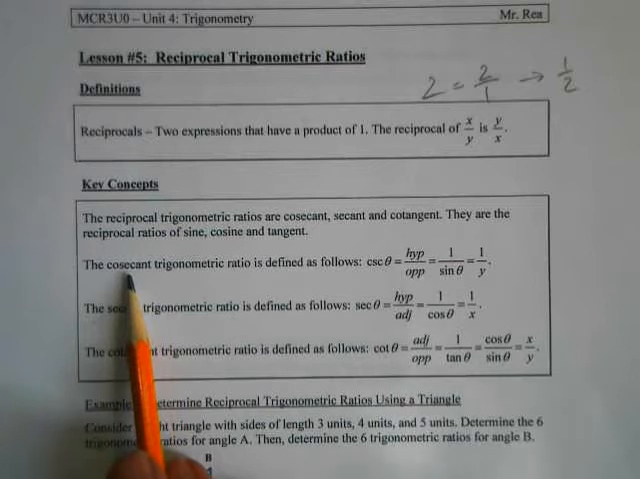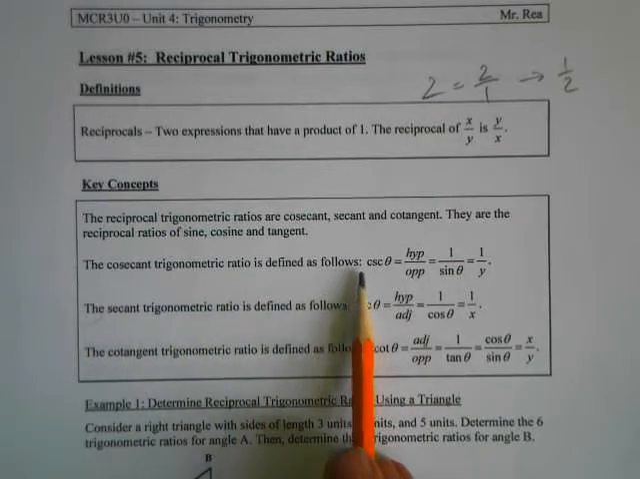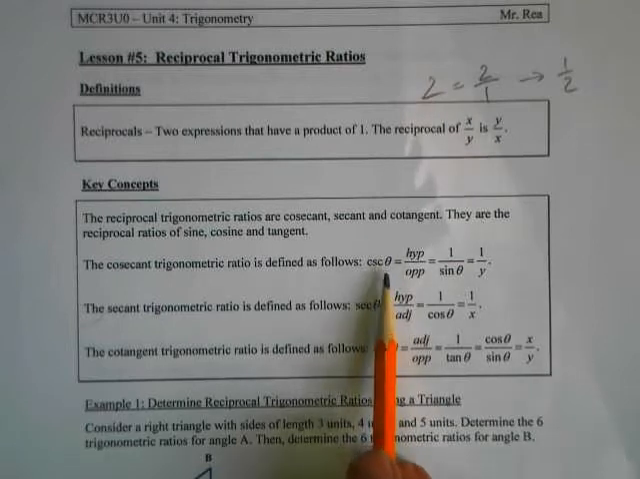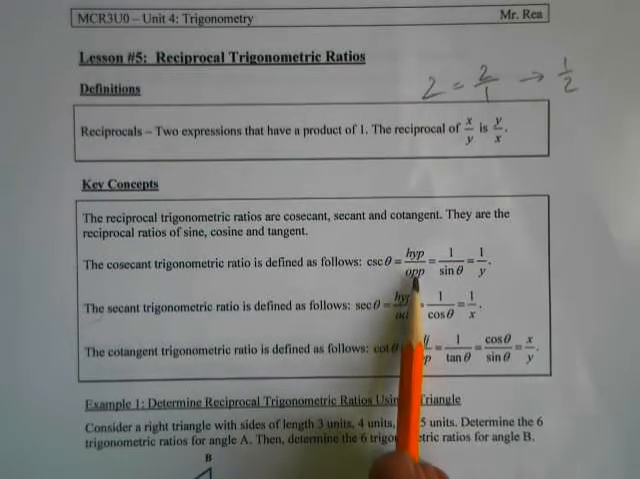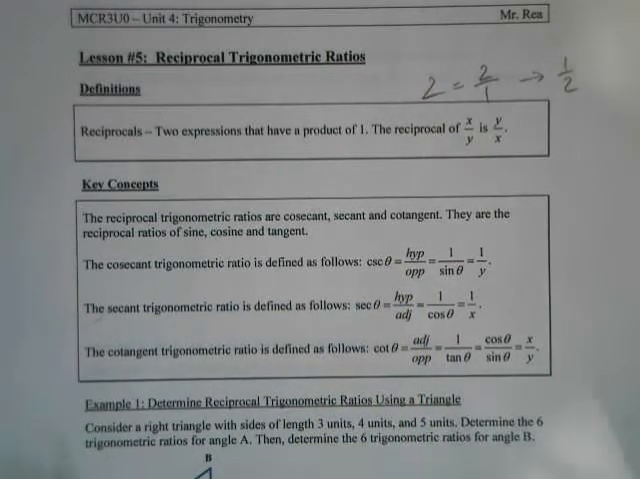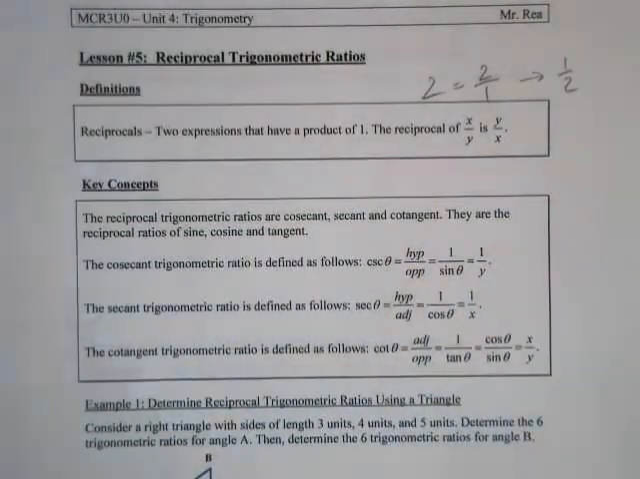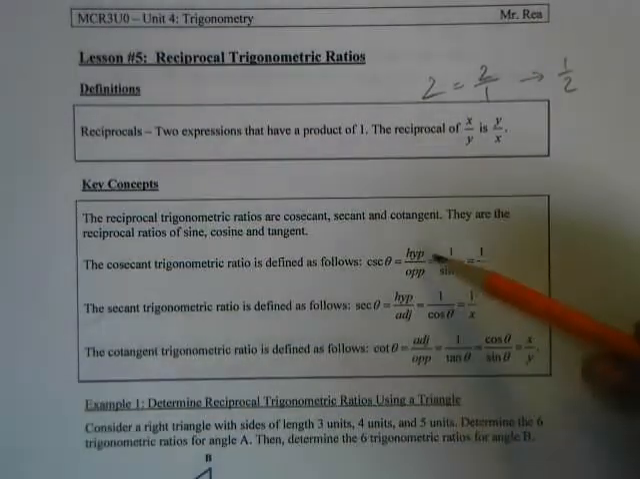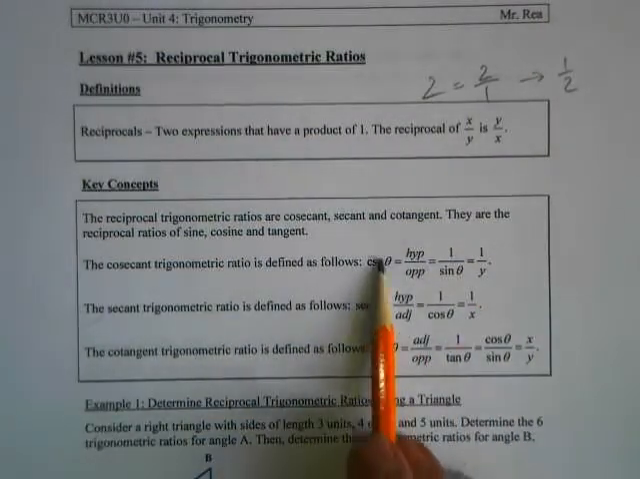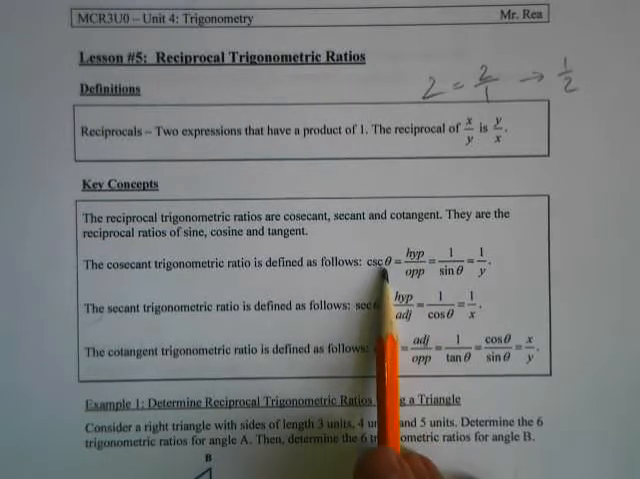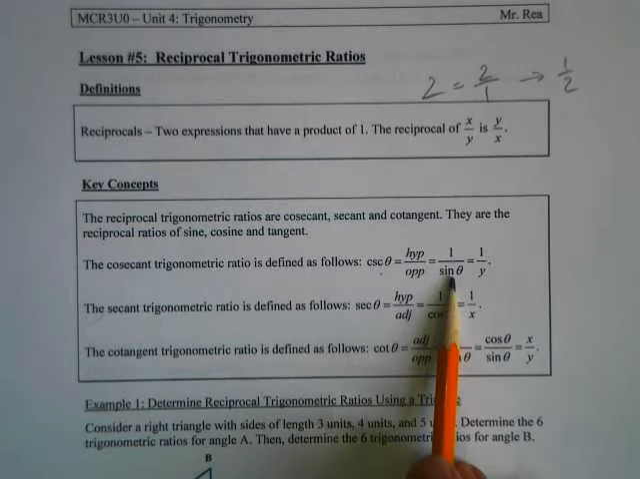The cosecant trig ratio is defined as cosecant theta, whatever angle you're looking at, is equal to hypotenuse over opposite. Now, we've seen hypotenuse and opposite used before, but that was the sine ratio with the flipped version. Sine is opposite over hypotenuse. This is hypotenuse over opposite. So we call this the reciprocal ratio for sine. I could write cosecant theta as 1 over sine theta. And we'll use this a little later on.